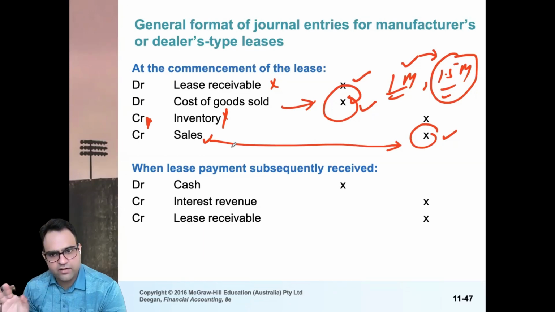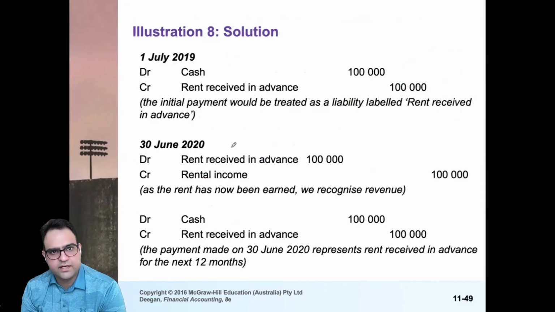So this is the end of this lease concept. I hope you will like it. There is illustration number 8 given, which discusses how we deal with the profits whenever a lessor is a manufacturer. This is the end of today's tutorial.